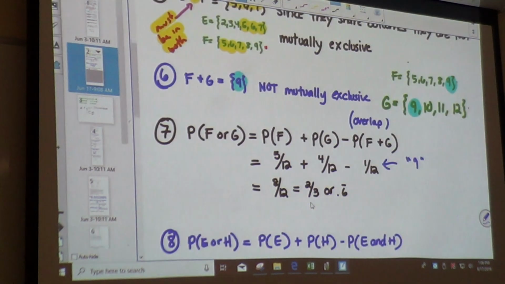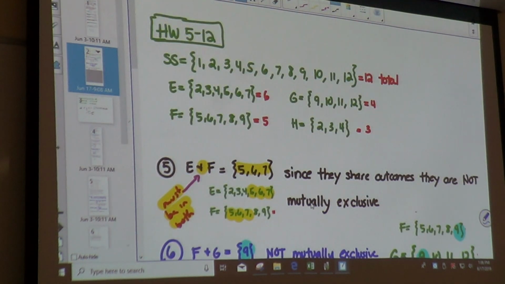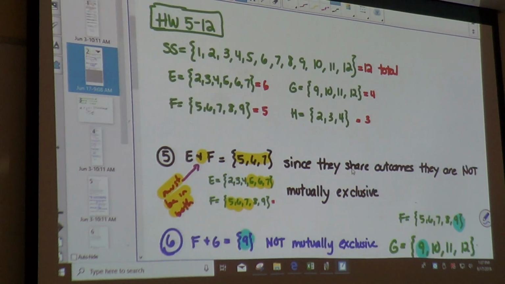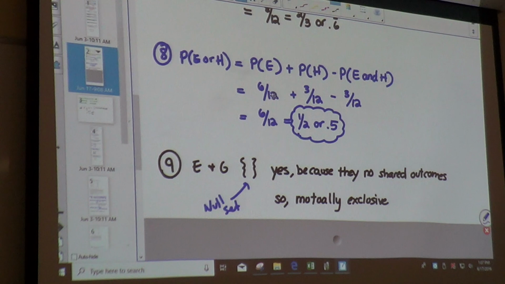All right, let me go E or H. And we're doing probability. Probability of E. 6 out of 12. Probability of H. 3 out of 12. Is there any overlap? Yes. 3 out of 12. So it's going to be 6 over 12 plus 3 over 12 minus the overlap, which is 3 over 12. So that's 9 minus 3, which is 6 over 12.